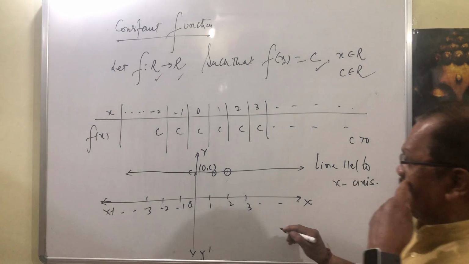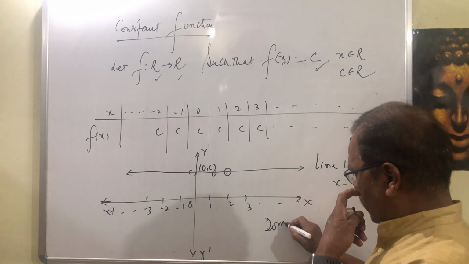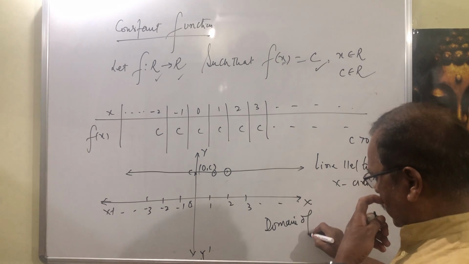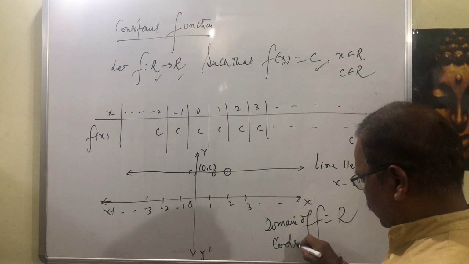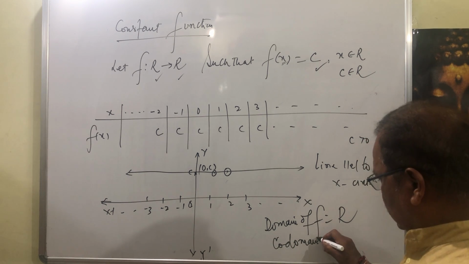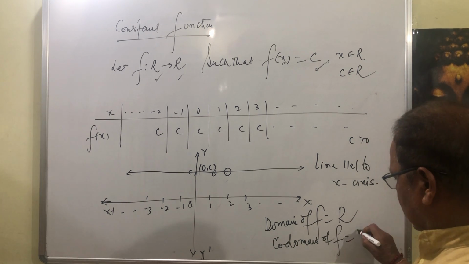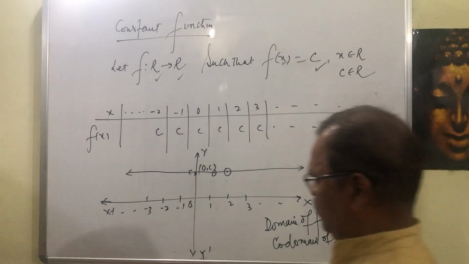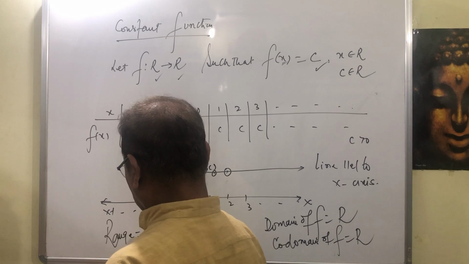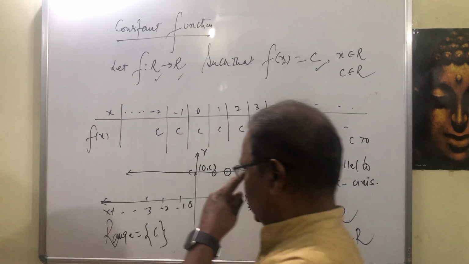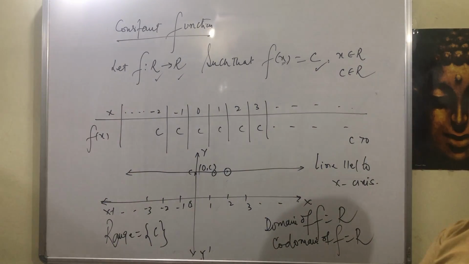So here is the condition. Let us see the domain here. The domain of f is the set of all real numbers. The codomain is the set of all real numbers. But the range is simply, what is the range here? The range is the constant c. Only c is the range. So this is called a constant function.